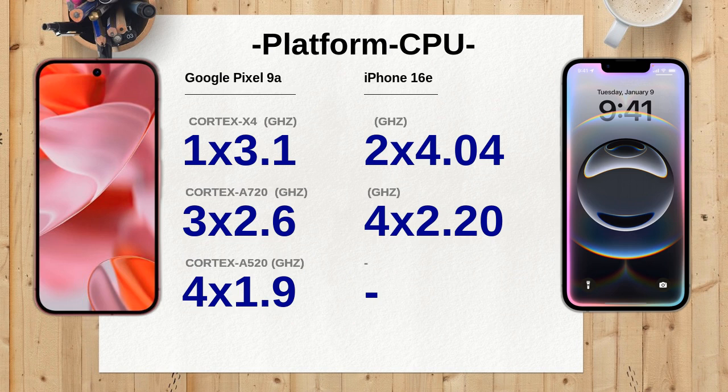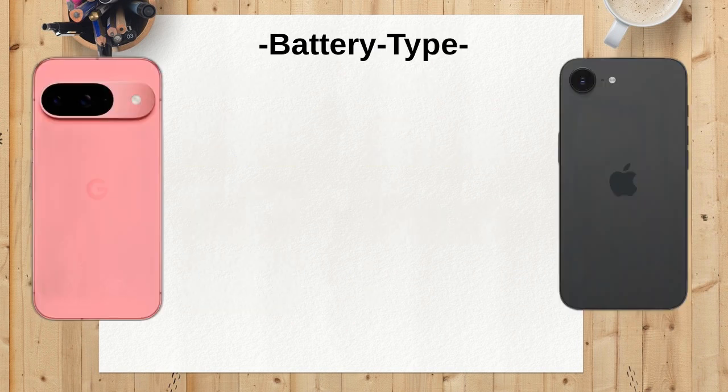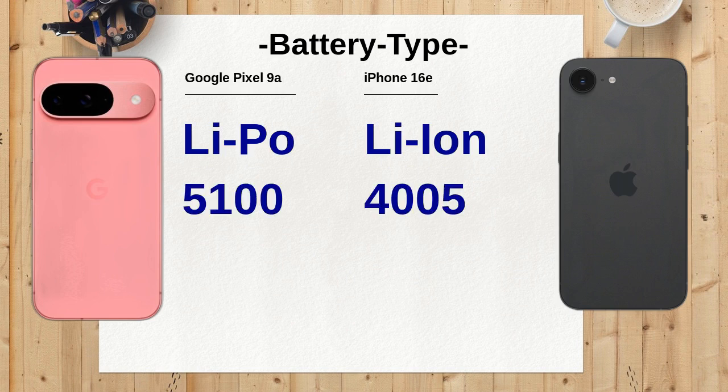With a robust 5100 mAh battery, the Google Pixel 9a outshines the iPhone 16e's 4005 mAh battery. This larger capacity means longer usage times, whether you're gaming, streaming, or just browsing. If battery life is a priority, the Pixel 9a is a strong contender.